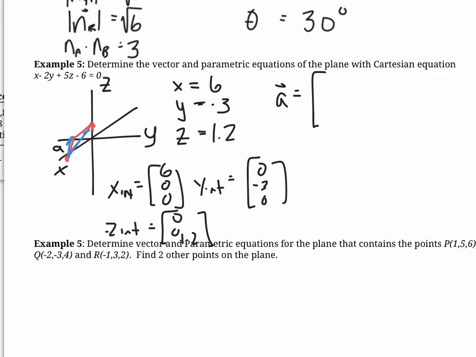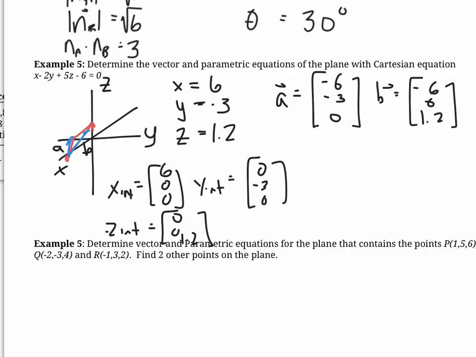So 0 minus 6 is -6, -3 minus 0 is -3, and 0. So there's our direction vector A. And then we can find our direction vector B, which is the difference between the x and the z intercept, right? Which is going to be 0 minus 6 is -6, 0 minus 0 is 0, and 1.2 minus 0 is 1.2. So we have our 2 direction vectors that are on that plane.